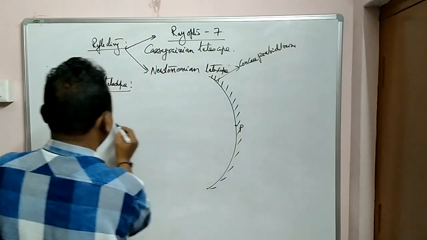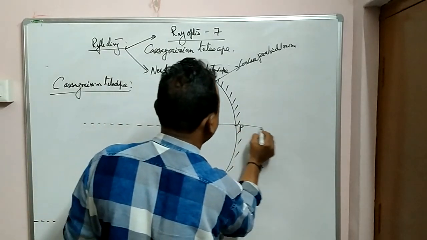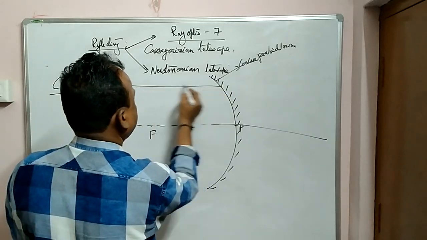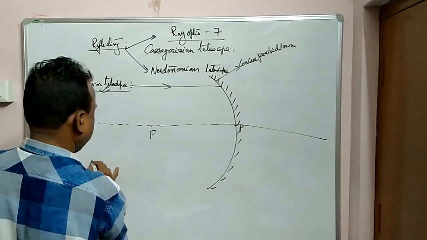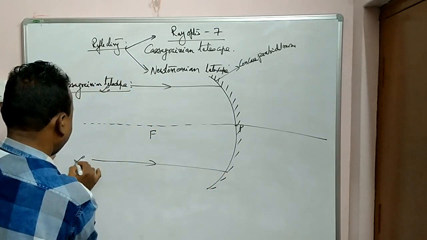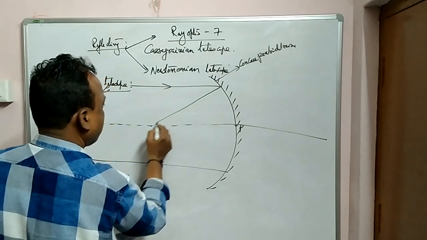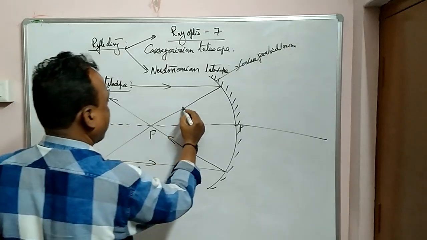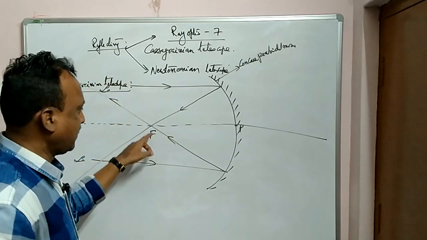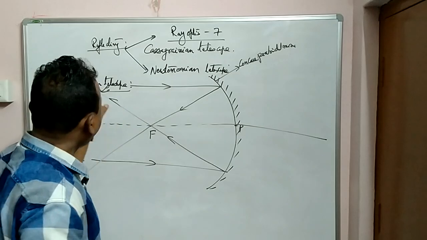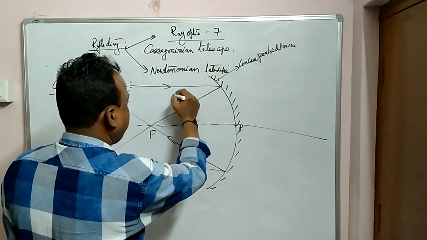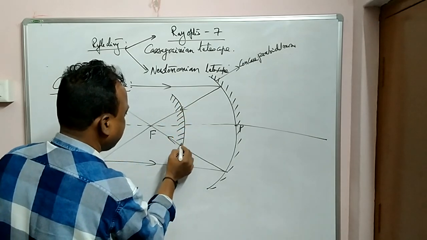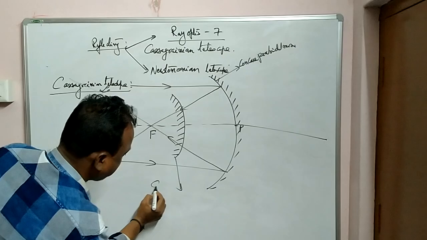Of course, this is the principal axis. Now this is the focus, and suppose rays from infinity are coming. We all know these rays will go through the focus, so the image is formed here. Now what the scientist has done is take one more mirror, which is none other than a convex mirror.